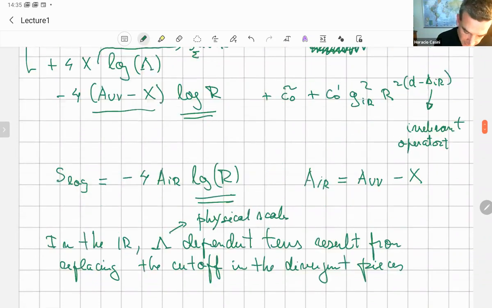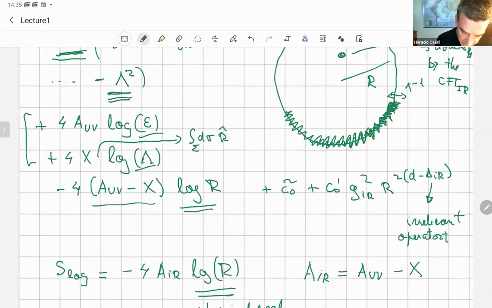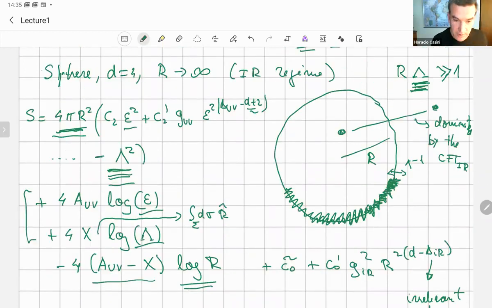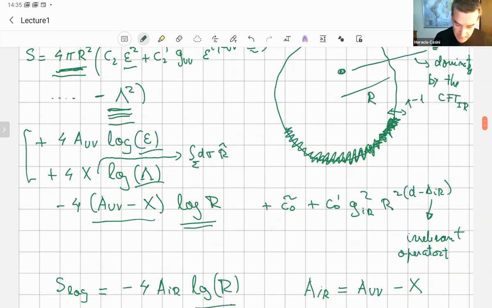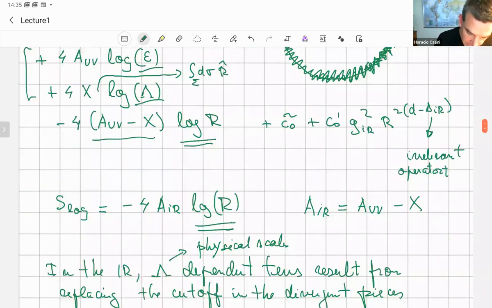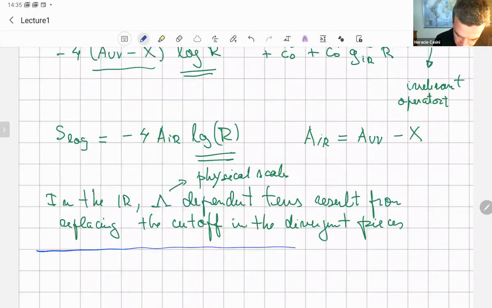Here, for example, we have a log epsilon, and here we have log lambda. And here we have epsilon square, and we have here some lambda square that changed the area terms. So let me now move to describe more general things.